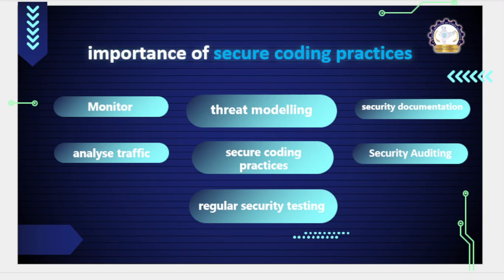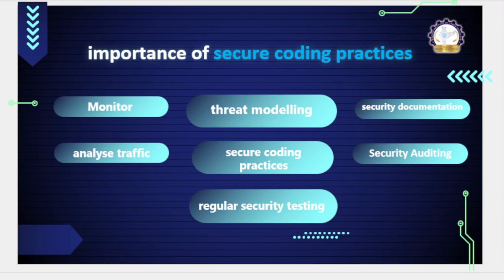Validate and sanitize all user input to prevent malicious data from being injected into the API. This can include things like limiting the length of input, filtering out special characters, and checking for proper data types. Next one, parameterized queries. Use parameterized queries when interacting with the database to prevent SQL injection attacks. Parameterized queries ensure that the user input is treated as data rather than code, making it harder for attackers to exploit the system.